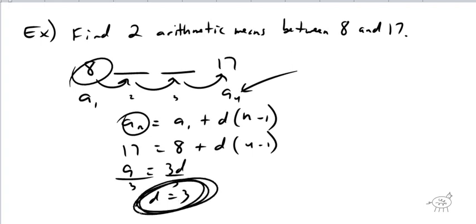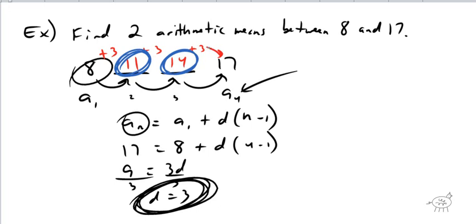So once I have this, math fans, I am almost done. Literally what I need to do is take that 3 and add it to the first term, and I get 11. And then I add 3 again, and I get 14. And just to check it, you better get that number, and it does. Okay? So our answer is 11 and 14. Those are the two arithmetic means between 8 and 17. It's really not that bad.